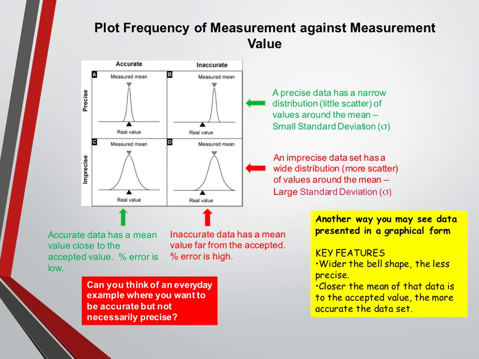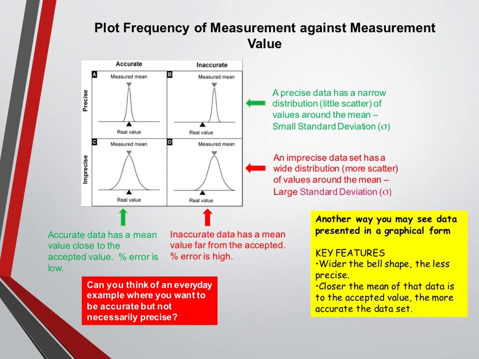Now, when you want to combine that with accuracy, you superimpose the measured mean for your data and the real or accepted value. When the measured mean of your data and the accepted value are very close, you're going to have highly accurate data. And since the peak is very narrow, you're going to have very precise data. When your measured mean is very far away from your accepted value, you're going to have inaccurate data. Even though it's very precise, it's inaccurate data.